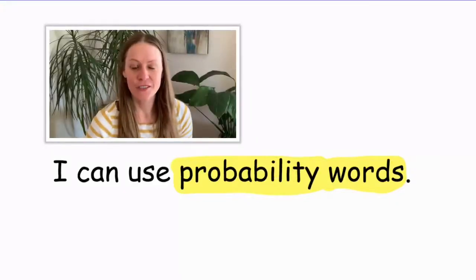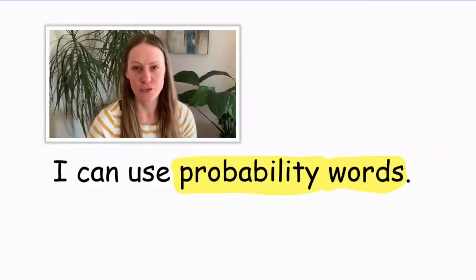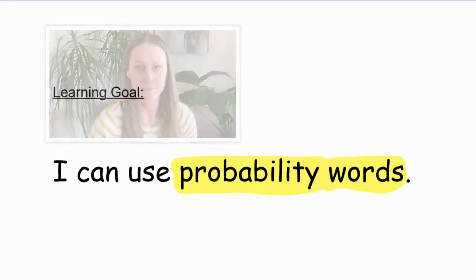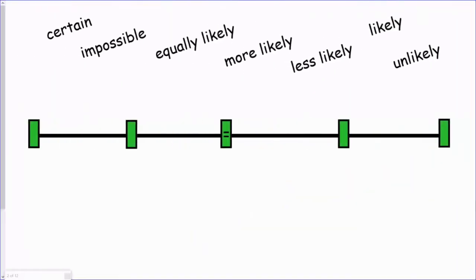Hi grade 2s, your learning goal today is I can use probability words. Here we have some of our probability words, and I'm hoping that a lot of them you remember from last year, and if not, we're going to go over them right now because today is all about probability words. And here we have a line, like a number line, but we're going to put words on it today. It's going to be our probability line.